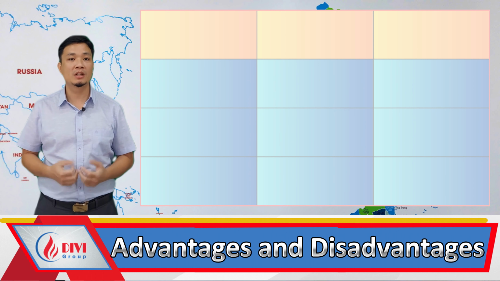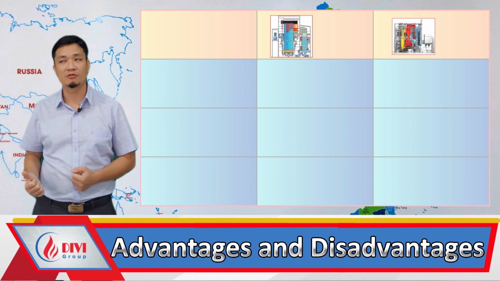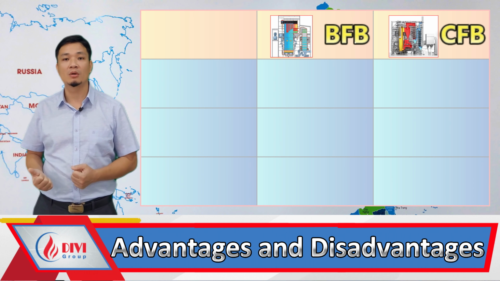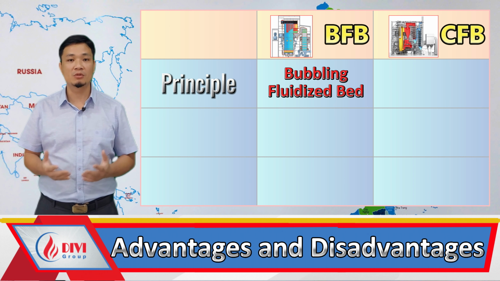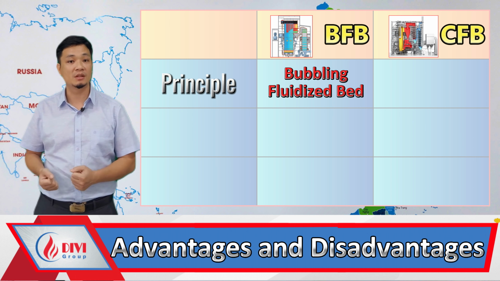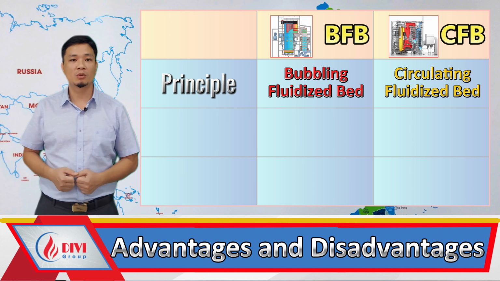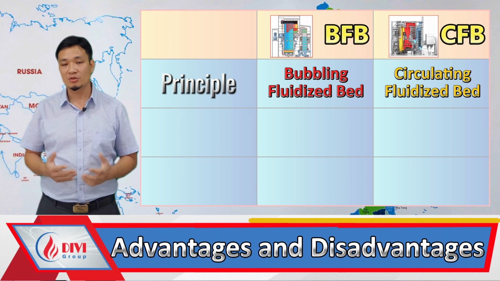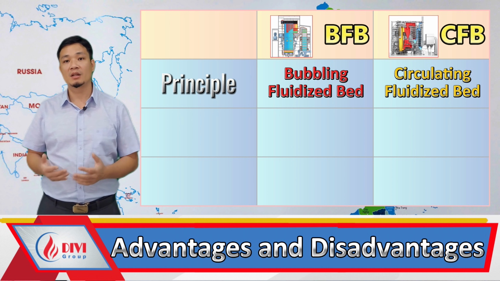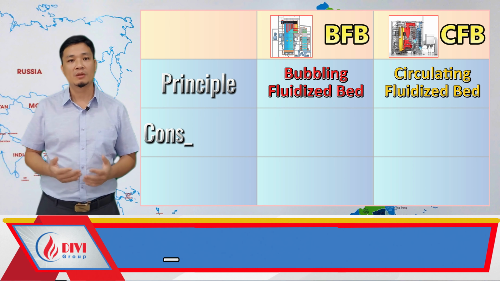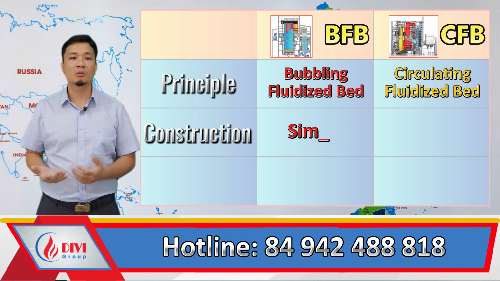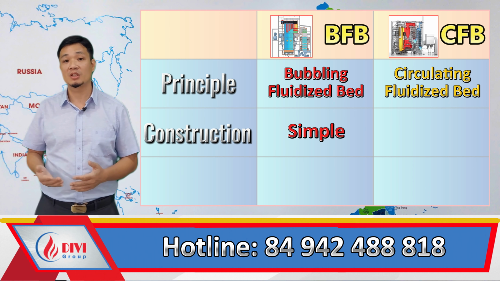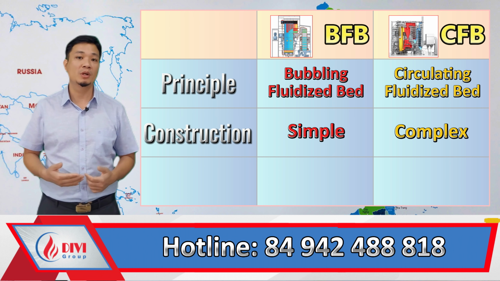Comparison of bubbling fluidized bed, BFB, and circulating fluidized bed, CFB, boilers. 1. Operating principle. BFB: the fluidized bed remains stationary inside the furnace. CFB: both bed material and fuel particles are carried upward by the flue gas stream and then recirculated back into the combustion chamber. 2. System construction. BFB: the construction of the BFB boiler system is simpler. CFB: the construction of the CFB boiler system is more complex.